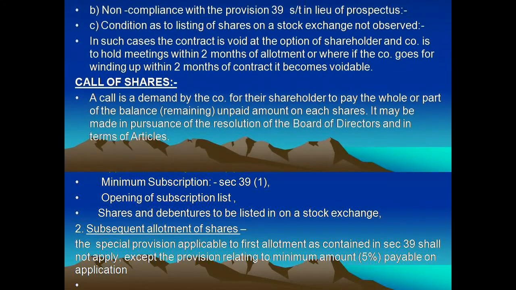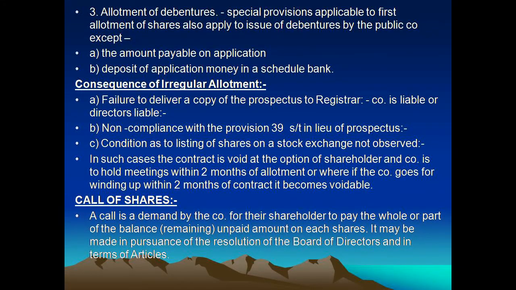As I said, as to the allotment of debentures, the special provision applicable to the first allotment of shares also applies with the issuance of debentures too, except the amount payable on application, that is 5%, and the deposit of application money in the separate scheduled bank account. Except for these two, everything else is applicable.